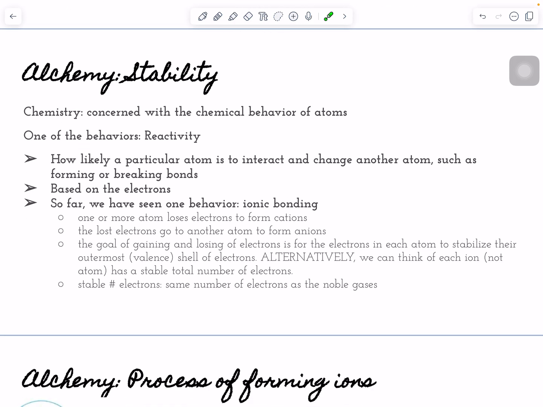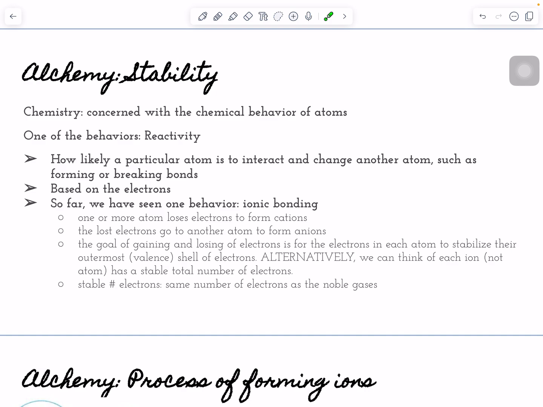One of the things that we talked about in alchemy was stability. We talked about the stability of the nucleus, and we also talked about the stability just in general of the atom. Chemistry is concerned with the chemical behavior of atoms, and one of the behaviors we look at is reactivity. Reactivity can be defined as how likely a particular atom is to interact and change another atom, such as in forming or breaking bonds. Reactivity is totally based on the electrons.